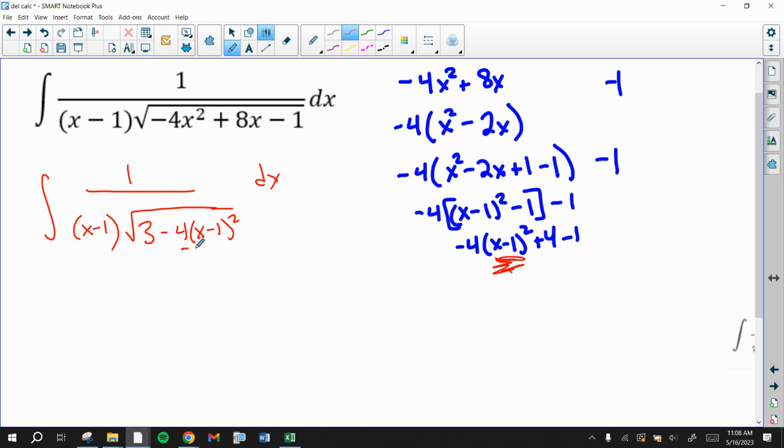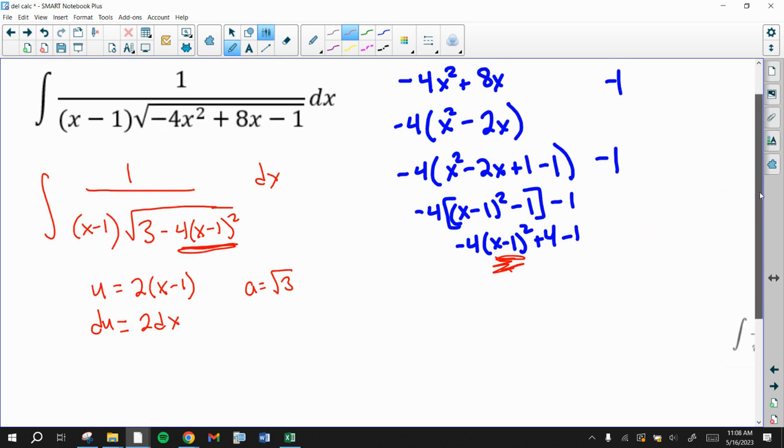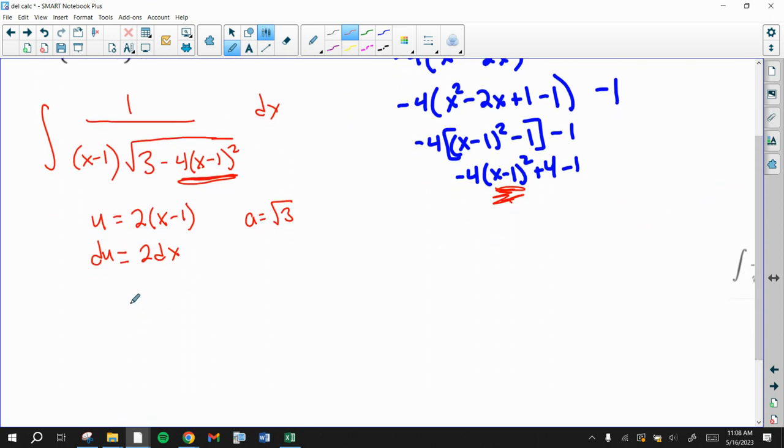So this is u squared. So I need to figure out what u is. You're going to take the square root. That would just be 2 times x minus 1. And as everybody knows, du must be calculated. It's going to matter. So the derivative of 2x minus 2 is 2. And remember, a in this case, just as a reminder, since this has to be a squared, where the 3 is, a would be the square root of 3. So here's all my u subs.